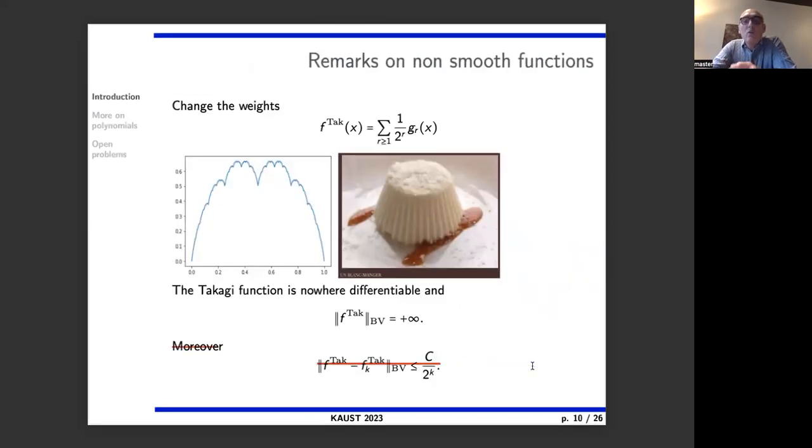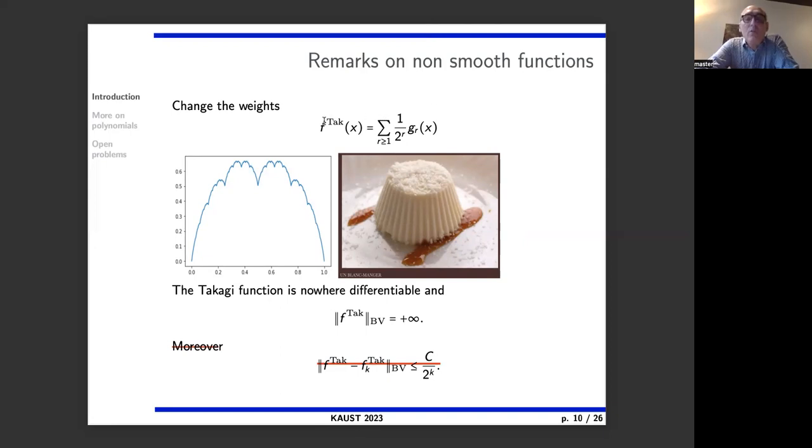Okay, so most of my talk. I wanted to do some calculations for this presentation with a non-smooth function, but unfortunately I had a problem with my computer, so it was not possible. Nevertheless, let us go back to the Takagi function.